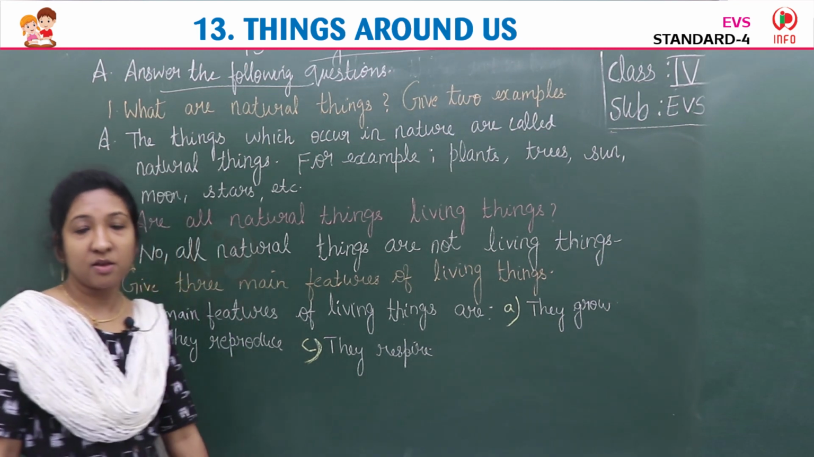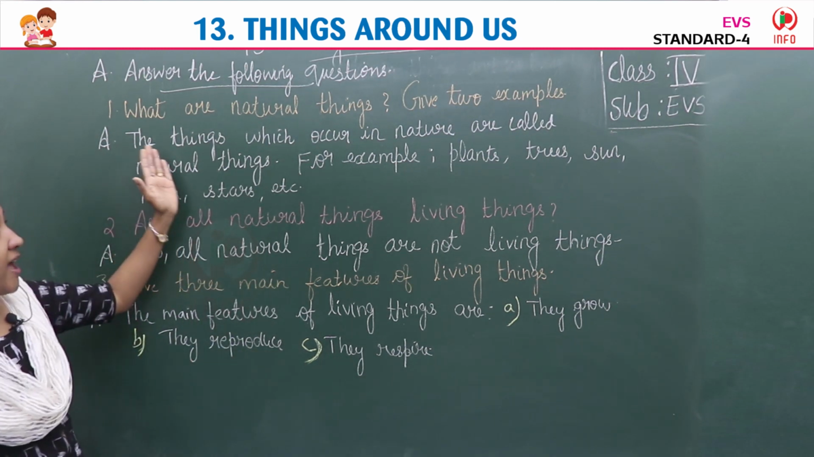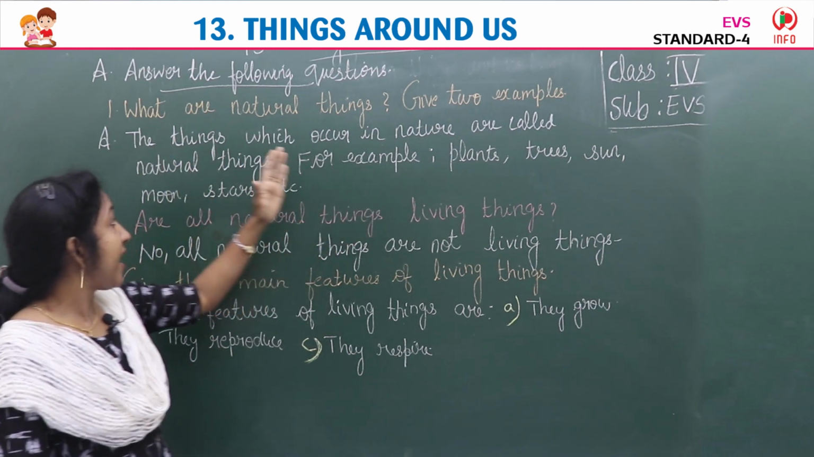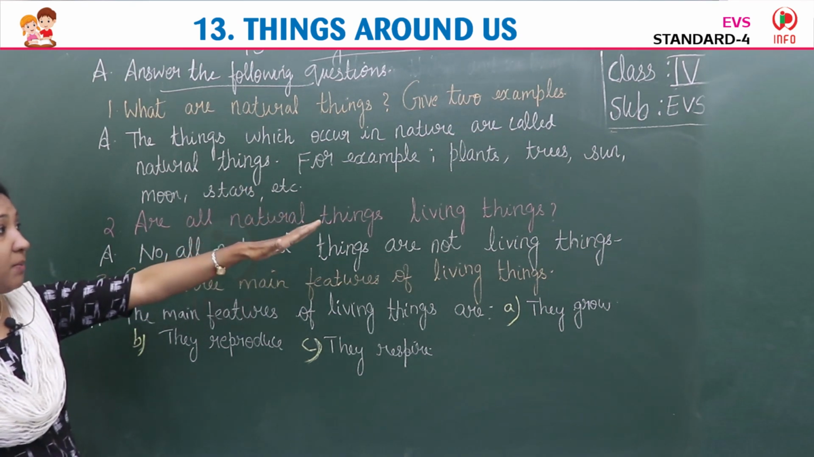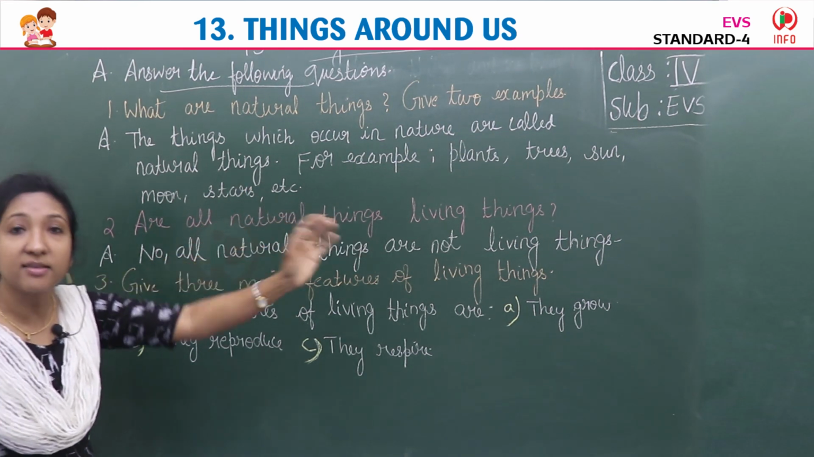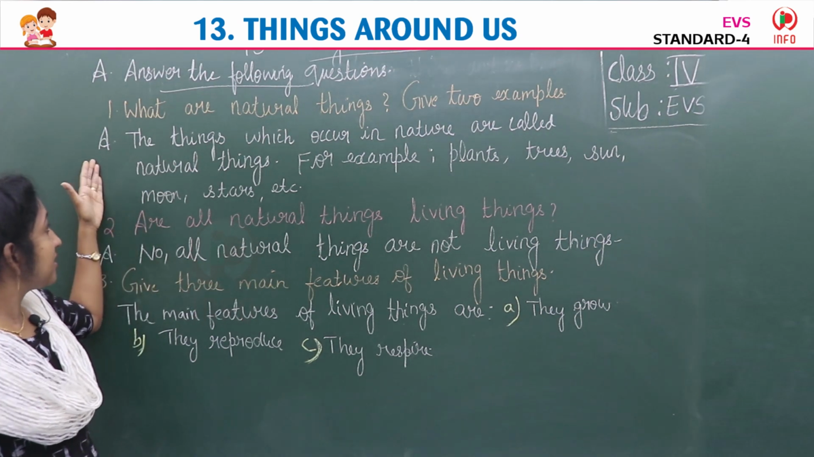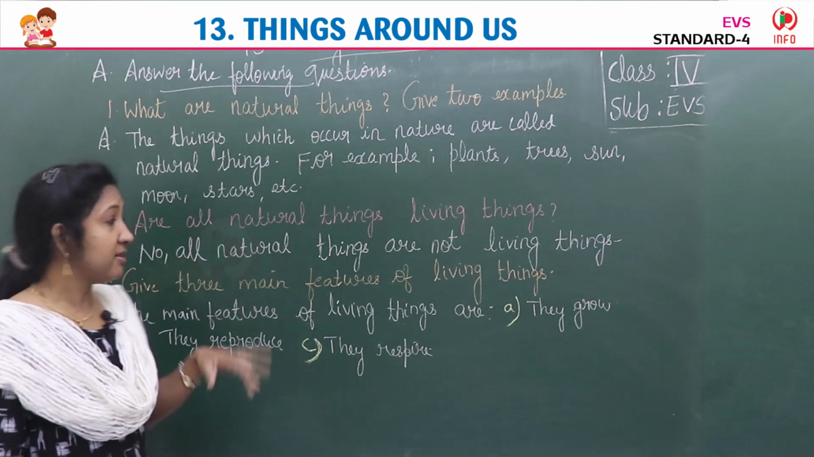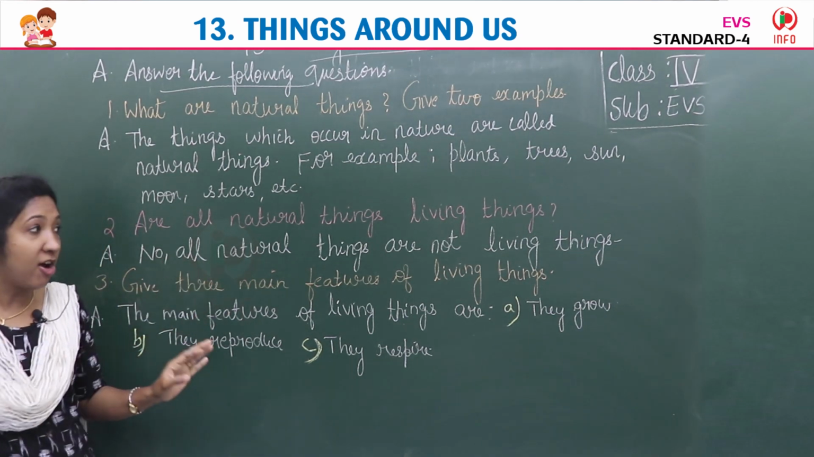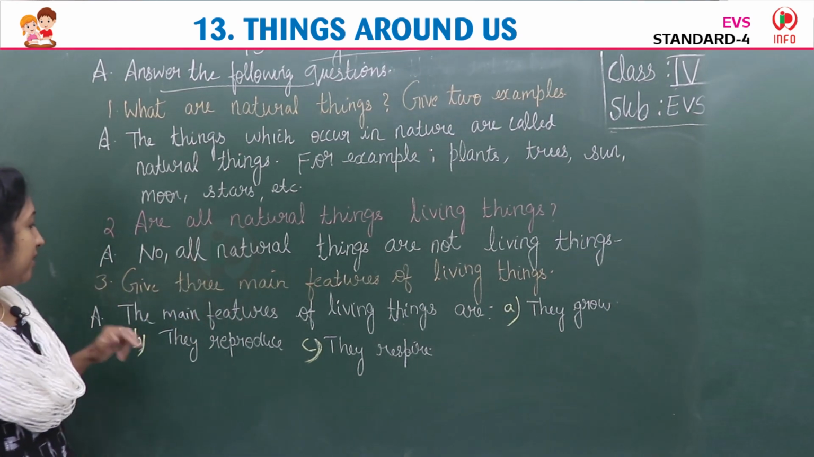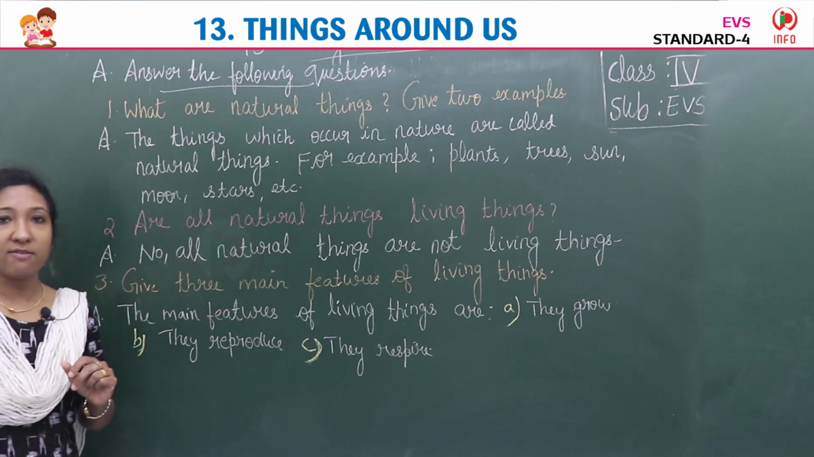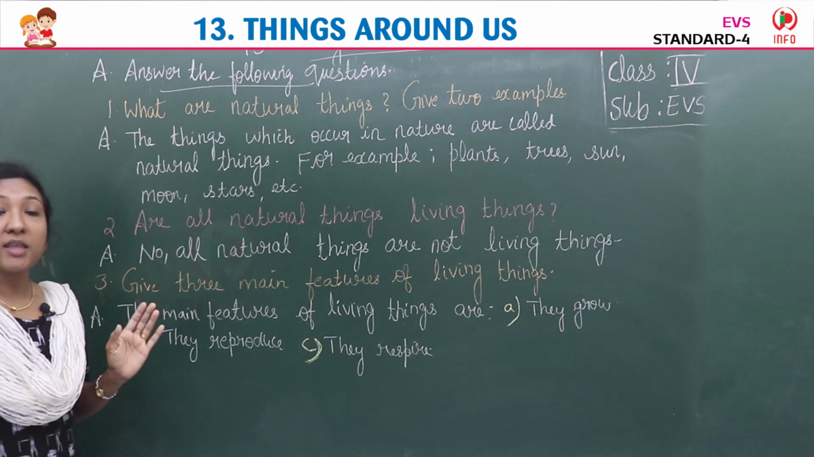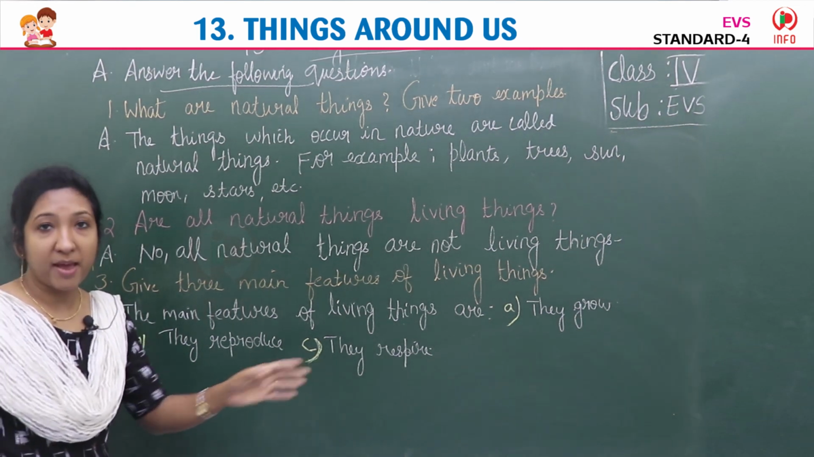they breathe. Okay, so what are natural things? Give two examples. The things which occur in nature are called natural things. For example, plants, trees, sun, moon, stars, etc. That was our first question and answer. Second, are all natural things living things? No, all natural things are not living things. Third, give three main features of living things. The main features of living things are they grow, they reproduce, they respire.